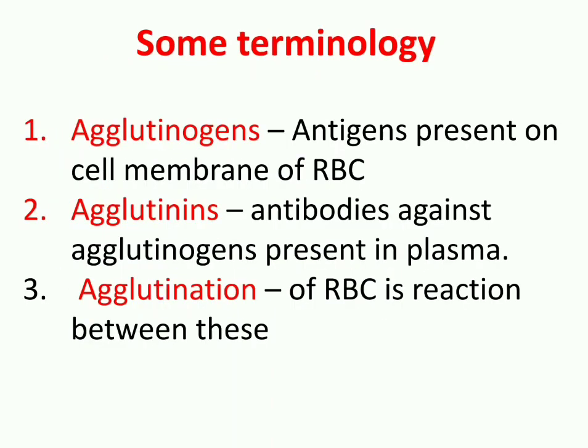To know the blood grouping system in detail, we must be familiar with these terminologies. They are agglutinogen, which means antigen present on the cell membrane of RBC; agglutinins, which are antibodies against agglutinogen present in the plasma; then agglutination. This is the reaction between agglutinogens and agglutinins.